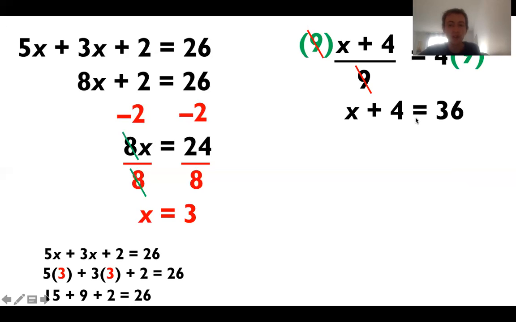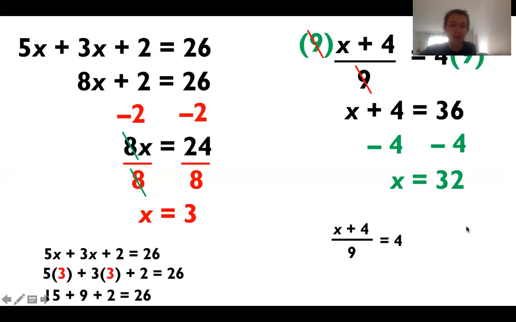We're almost done. All I have to do now is I have to get rid of that plus 4. Well, I'm going to do a minus 4 to get rid of it on the left, which means I've got to do minus 4 on the right. That leaves me with just x, and 36 minus 4 is 32.